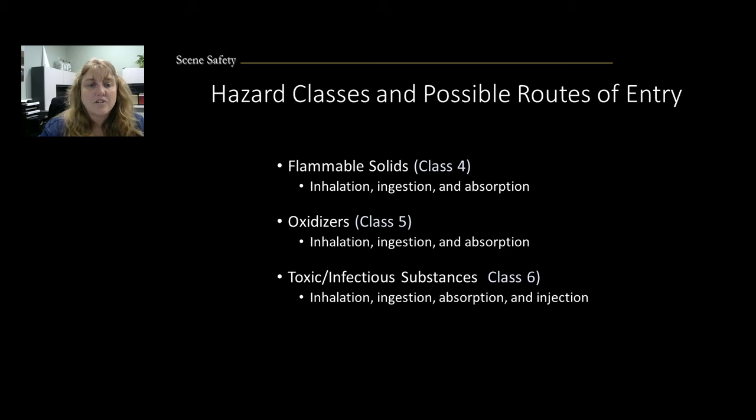Toxic and infectious substances are considered Class 6, and due to the nature of these types of materials, it is possible for them to enter the body by any of the four methods of potential entry.